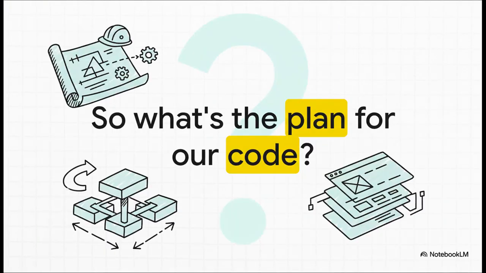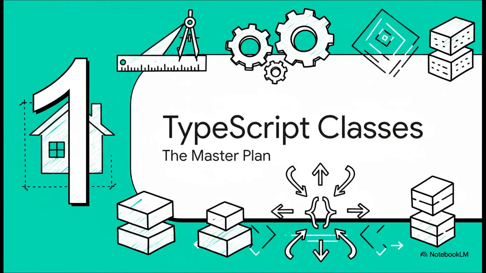And it is exactly the same idea when it comes to writing code. When we're building these big, complex applications, we absolutely need a plan. We need a way to make sure all the pieces of our program are predictable, consistent, and well-organized. So the question is, what's the plan for our code? Well, that brings us to the star of our show today, the class.